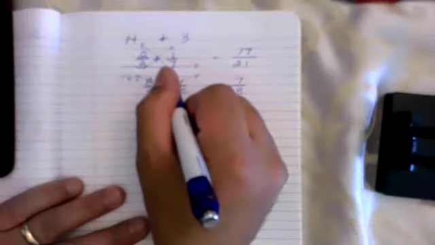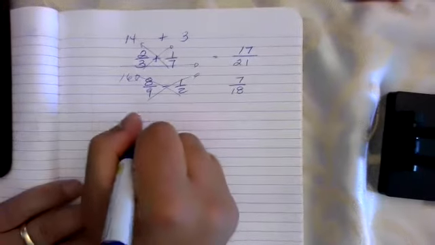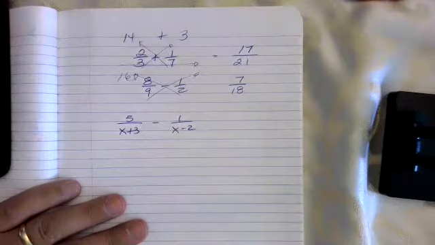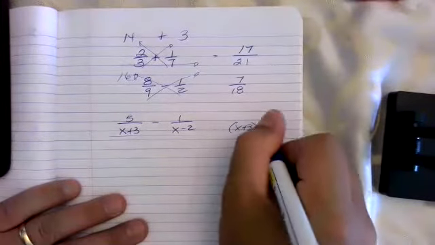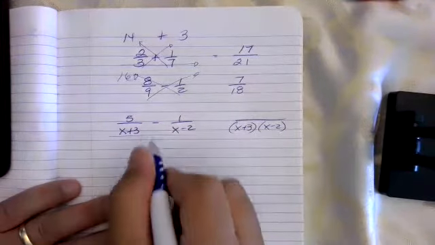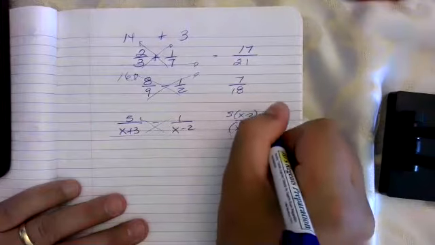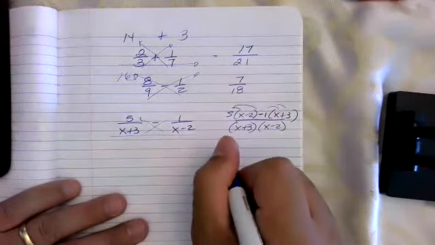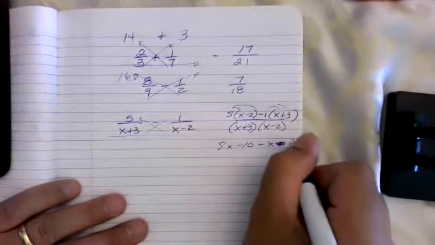My point of showing you this is because even in this class, if you have a problem like x plus 3 minus 1 over x minus 2, you could use the same procedure. You can multiply the denominators and then cross multiply from the bottom up. So I'm going to have 5 times x minus 2 minus 1 times x plus 3. And then from there, simplify. Minus 3.